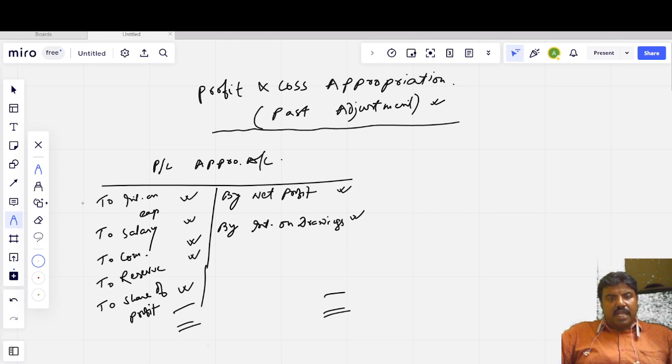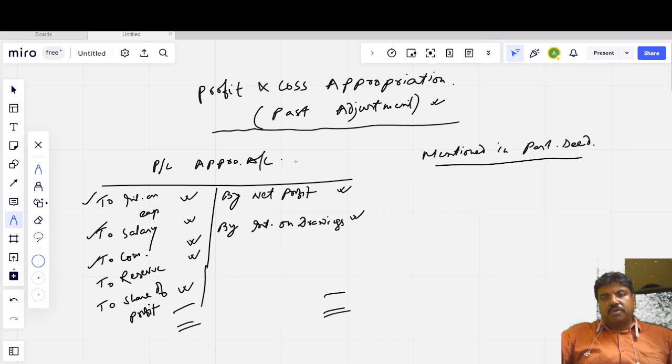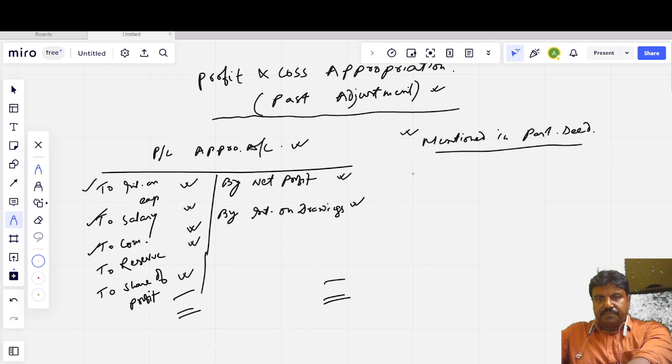So this is generally the content of PL appropriation. Now, items like interest on capital, salary, commission are generally considered in the PL appropriation only when it is mentioned in the partnership deed. That means whenever this profit and loss appropriation account is prepared, we should keep in mind the content of the partnership deed. Whatever terms and conditions are there in the partnership deed, keeping that in mind we have to prepare the profit and loss appropriation.